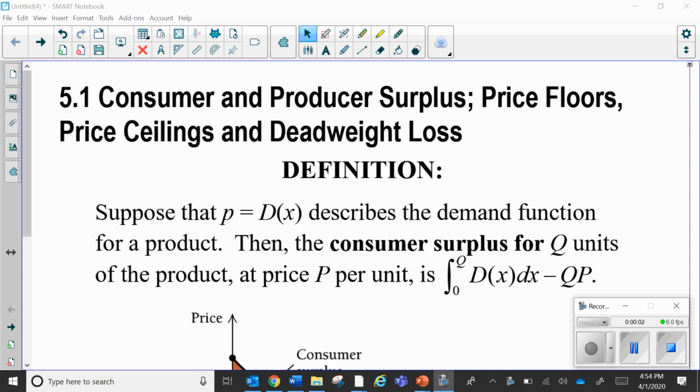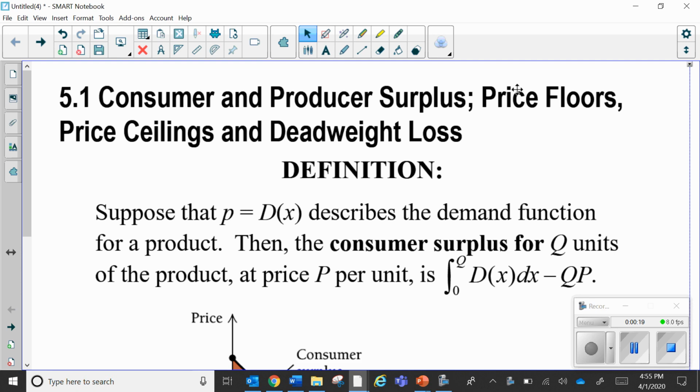Alrighty, chapter 5. Now we are only doing 2 sections in chapter 5, and then we will review for the final and have our final exam. So the first one is consumer and producer surplus.